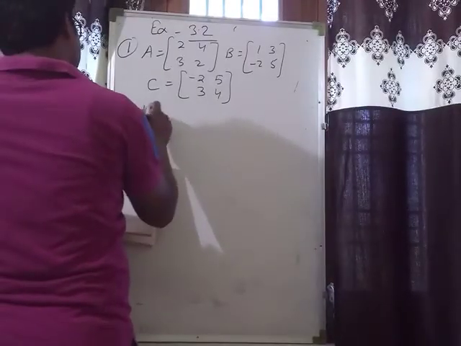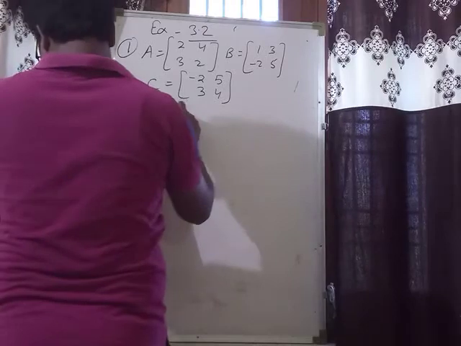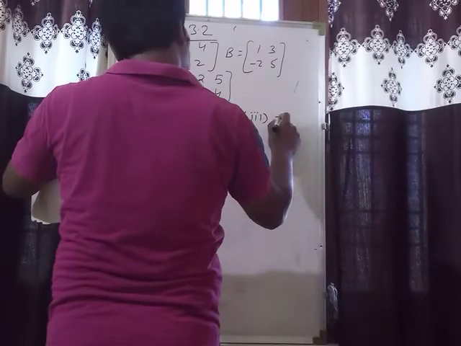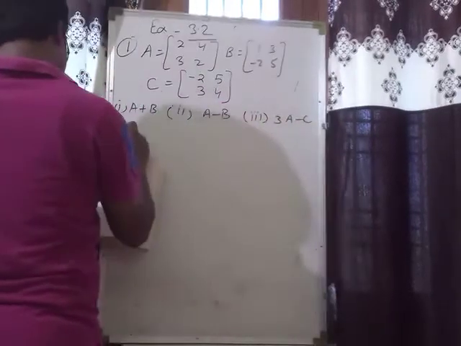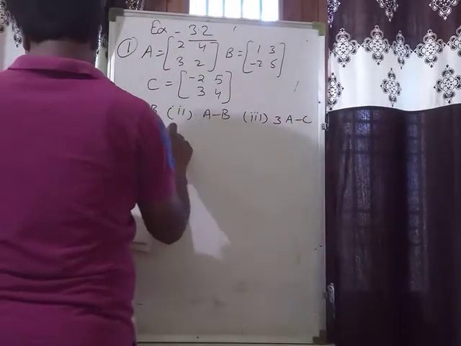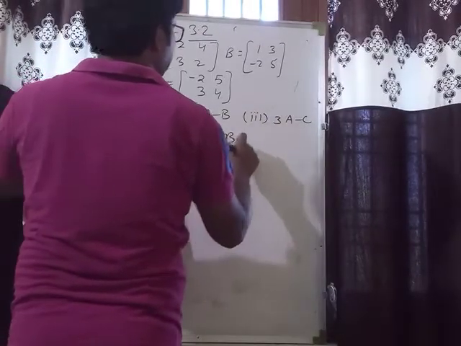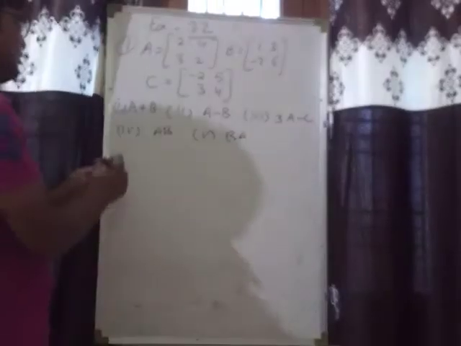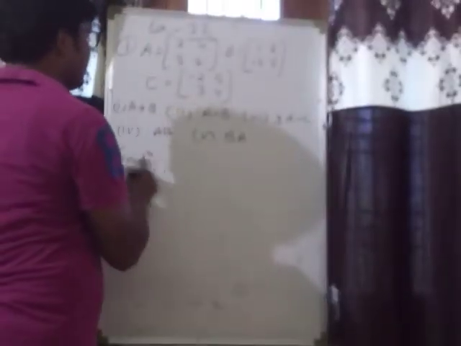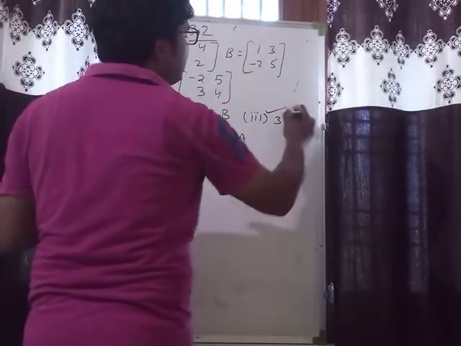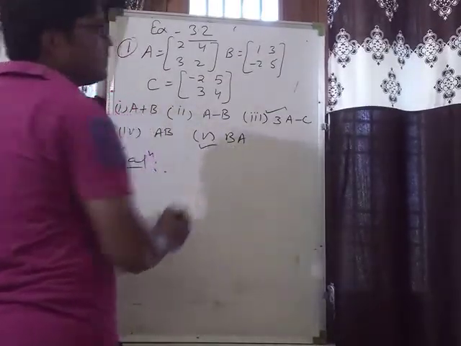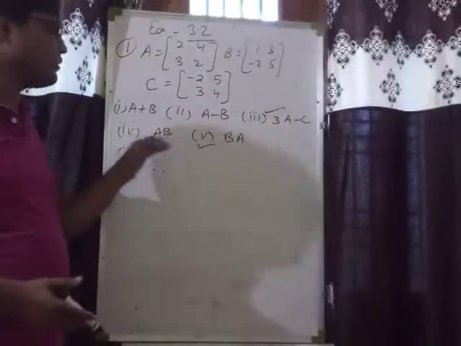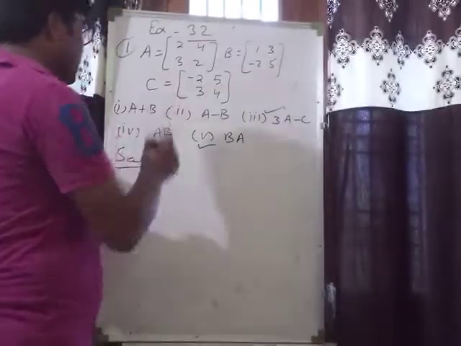We have to find out A plus B, that is first one. Second one A minus B. Third one 3A minus C. Fourth one AB. And fifth one BA. So I think that is very easy for you. Very simple. See its solution. तो मैं कौन कौन सा बता दूं? I am going to explain third one and fifth one. Okay, and rest of first, second, and fourth will be homework for you. Okay. Now third one is here.